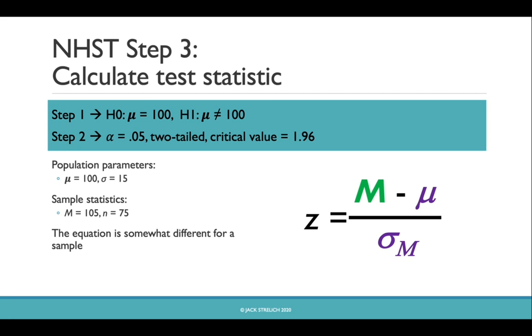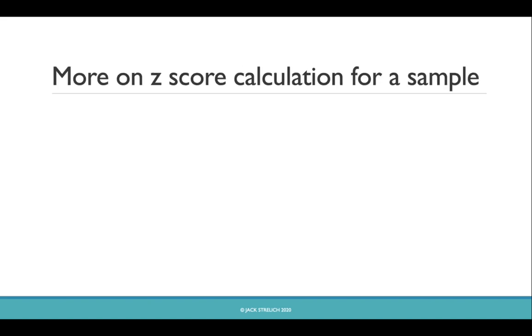When we're calculating the z-score for a z-test, the equation is slightly different. The numerator, the top of the equation, is our sample mean minus our population mean, and we divide that by the standard error, in other words, the standard deviation of the sampling distribution. You can watch the StatsClass video for more information on calculating z-tests.